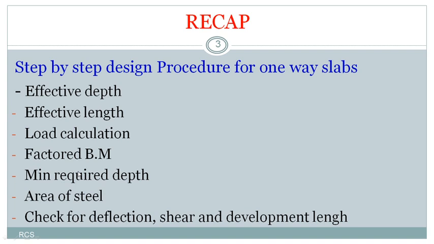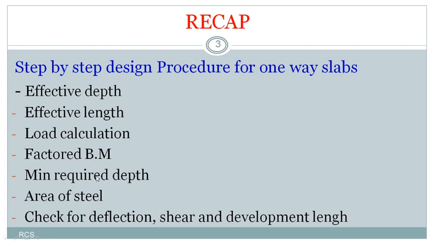This D can be compared with the depth already assumed or calculated in the first step. If the assumed depth is more than the minimum depth required, we can adopt the assumed depth as the total effective depth for the given slab. If it is less than that, the minimum depth required will be adopted as the depth for the particular slab. And then we have to calculate the area of steel.